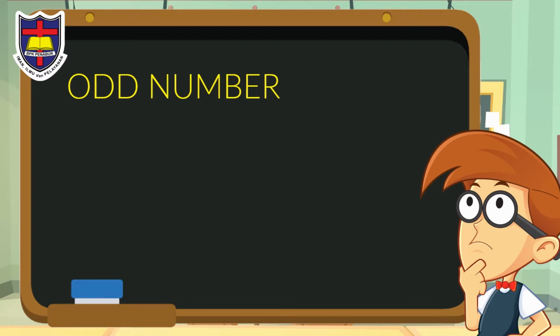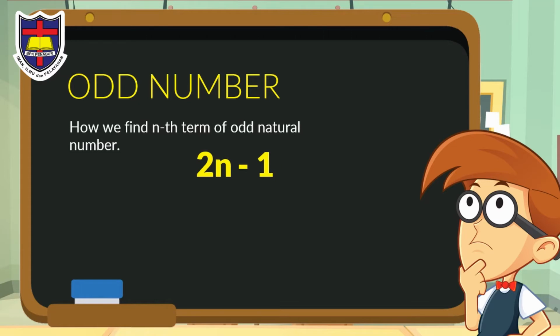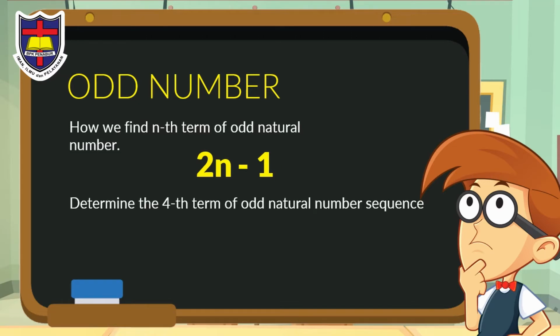So now, for the next one, how do we find the nth term of odd natural numbers? So the formula is 2n minus 1. So if we must determine the fourth term of the odd natural number sequence, the fourth term will be 1, 3, 5, and 7. So the fourth term will be 7.